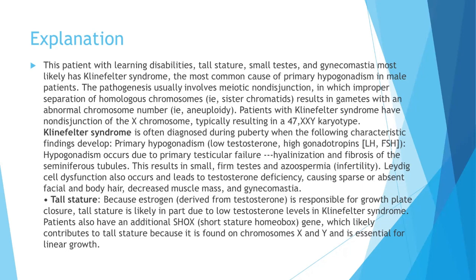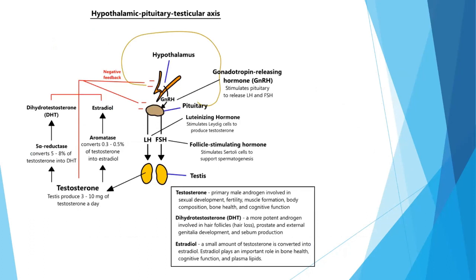The patients also have an additional SHOX gene, which likely contributes to tall stature because it is found on chromosomes X and Y and is essential for linear growth. Since the patient has an extra X chromosome, there will be an increase in the height of the lower limbs especially. So talking about the hypothalamic-pituitary-testicular axis, we have discussed this in our first video also.